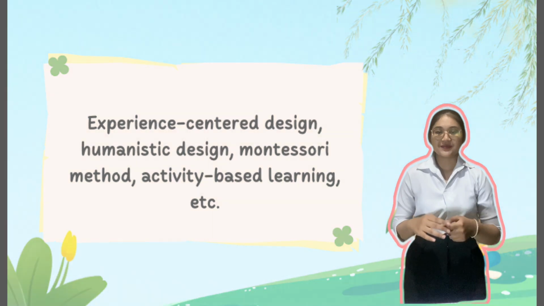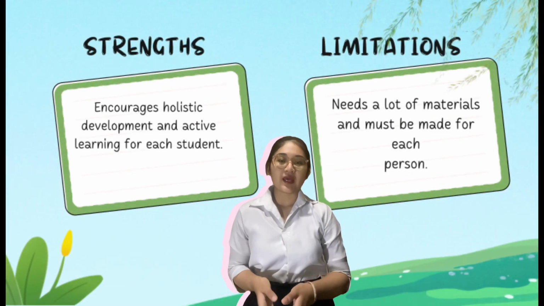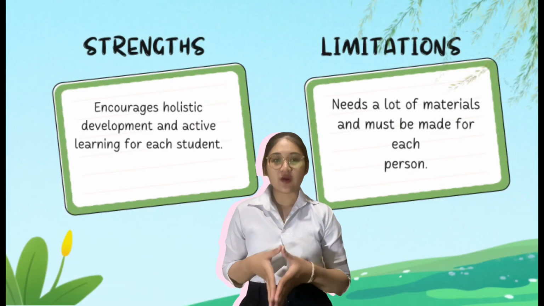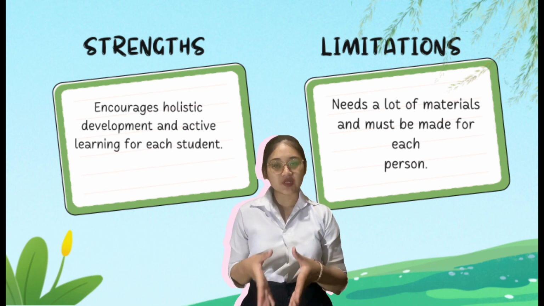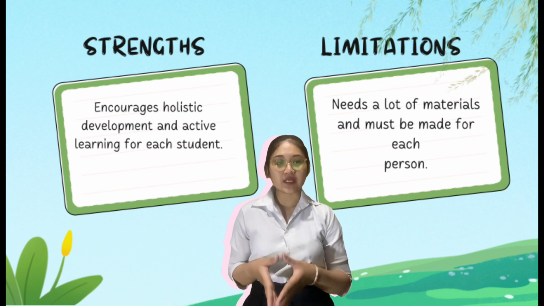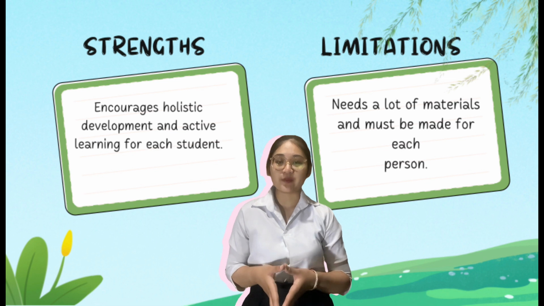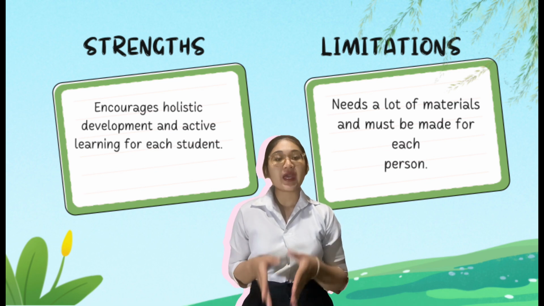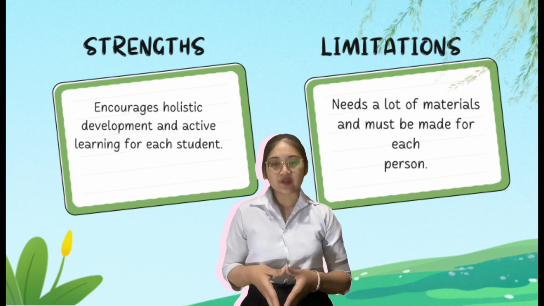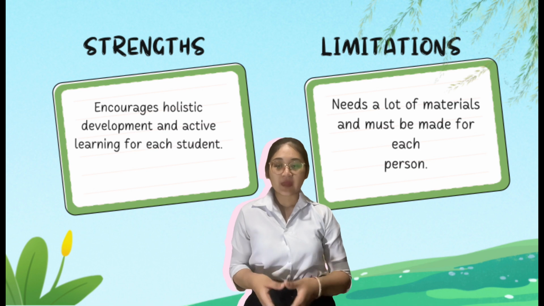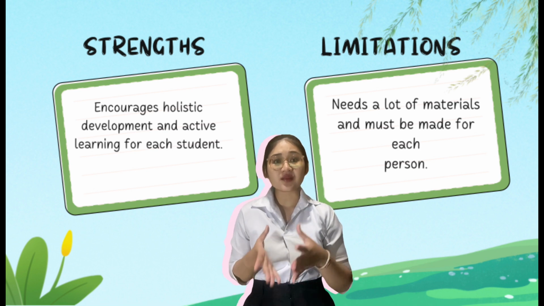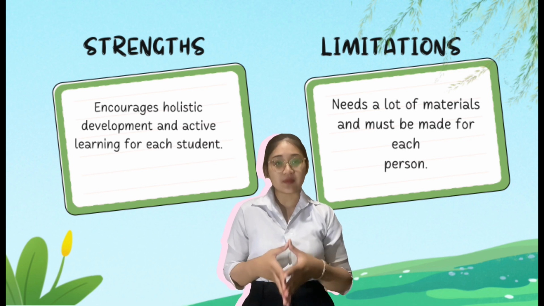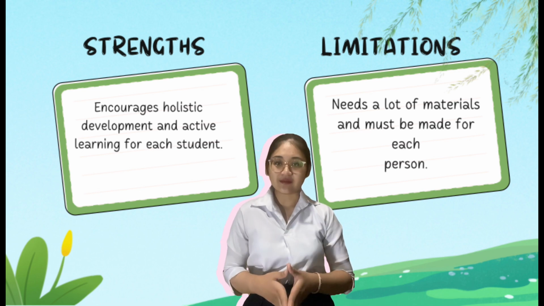Some of the models designed under the student-centered model are experience-centered design, humanistic design, Montessori method, and activity-based learning. The strength of this model is the student-centered model focuses on developing all aspects of a student's cognitive, emotional, and social skills, while encouraging them to actively participate in their learning process. This makes learning more personalized and engaging. But the limitation, these models need a lot of materials and must be made for each person.